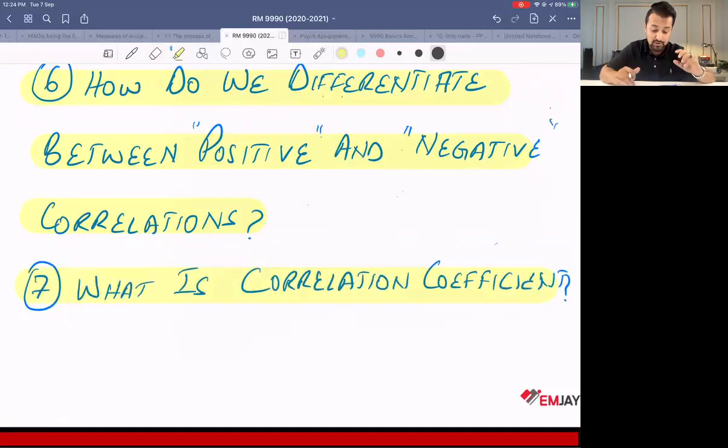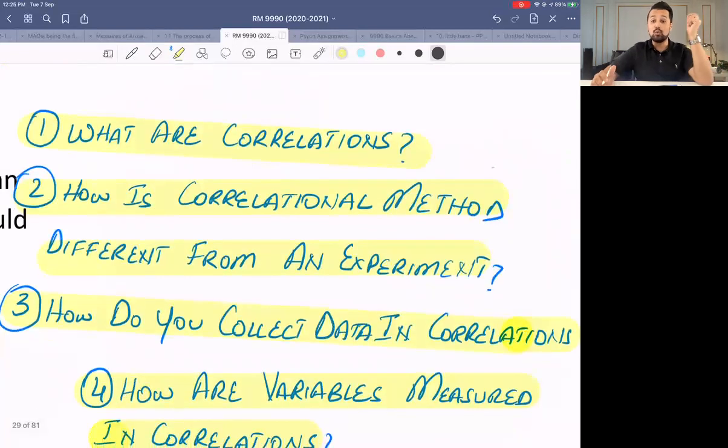To get started with this real quick, number one, what are correlational methods? When we talk about correlations, we're talking about a relationship between any two variables, right? The relationship between any two variables, in a very simplistic manner, we refer to that as a correlation.